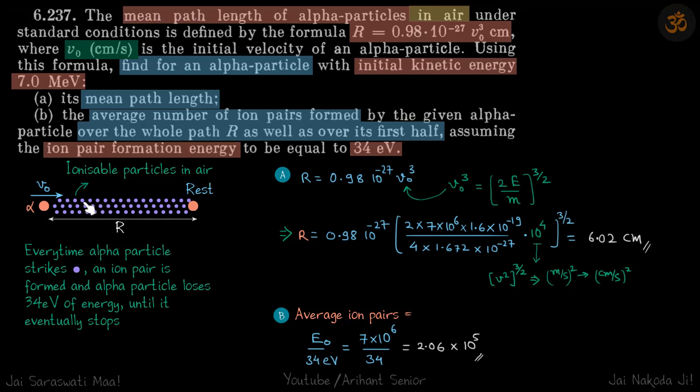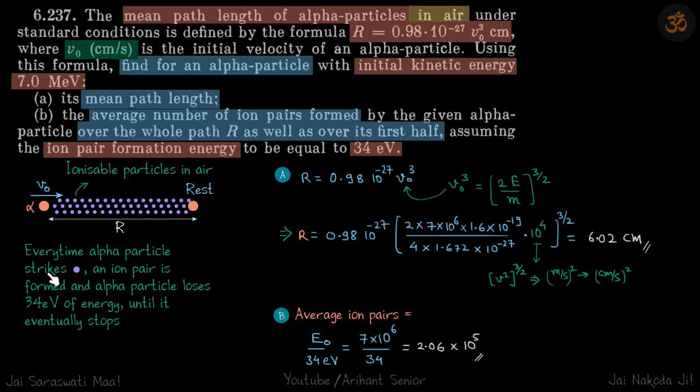So let's say they are ionizable particles in air. These particles, when they get hit by the alpha particle, they get the energy and they ionize. So obviously they take up some of the energy from the alpha particle, and that energy which they take up is given as 34 electron volt. So the alpha particle starts to lose energy when it strikes some of these particles. It loses energy every time one of the particles is ionized, and eventually it comes to rest. So this mean path length R is given to us, which is proportional to V naught cubed.